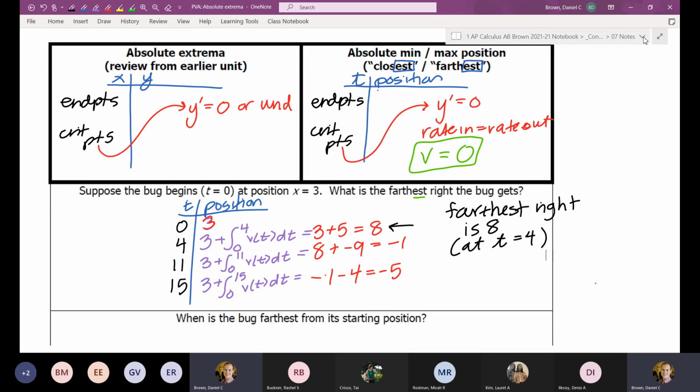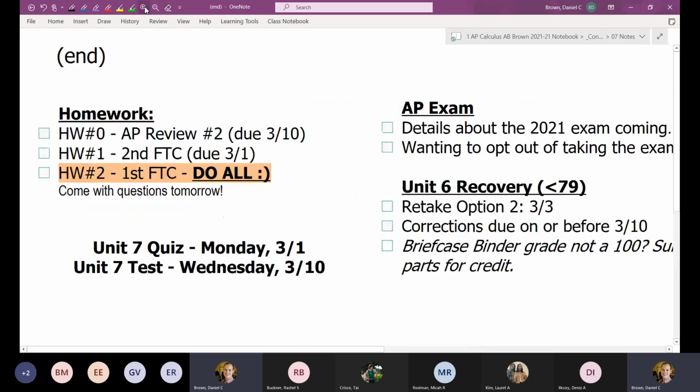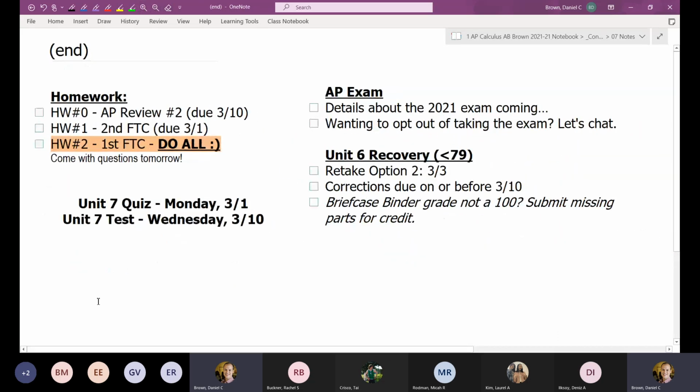All right, so that is where I'm going to stop today's notes. What I want you working on for the remainder of class and then have ready for tomorrow: at this point, you can do all of homework 2, part A, part B, and part C. Tomorrow is going to be just a work day. I don't have any notes planned. I just want you to work and come with a whole lot of questions to ask.